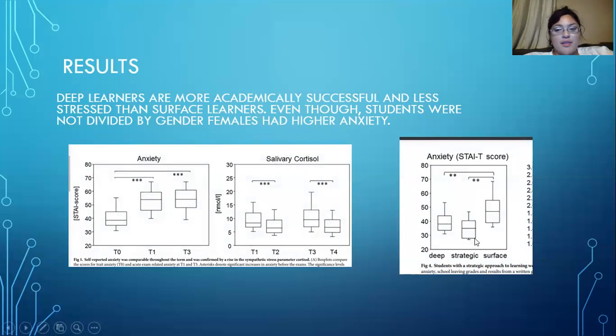I honestly thought that the deep learners would have more anxiety, because I don't know, they're still focused on the subject, or I don't know. I really don't know. I was surprised. But yeah, that's what ended up happening. Deep learners were more academically successful.